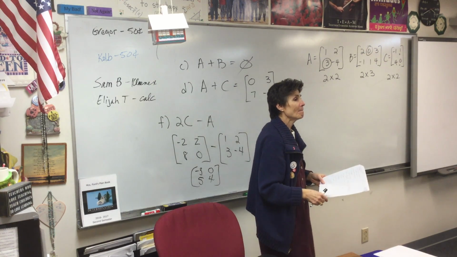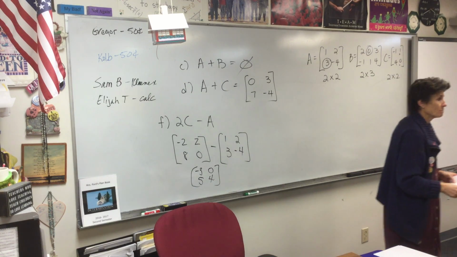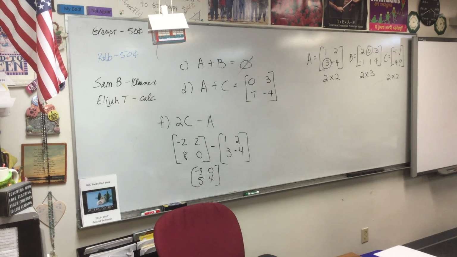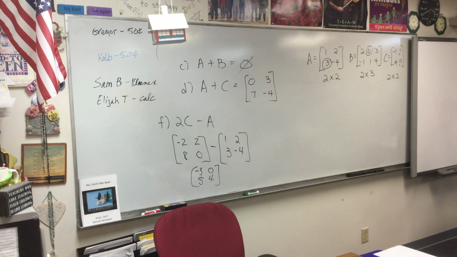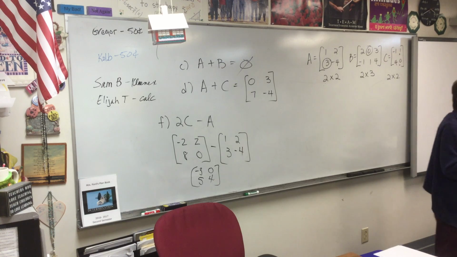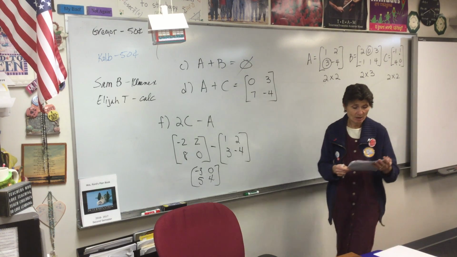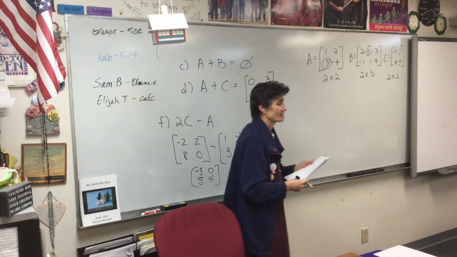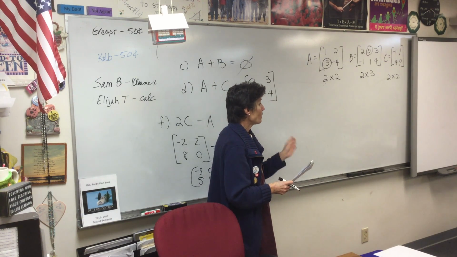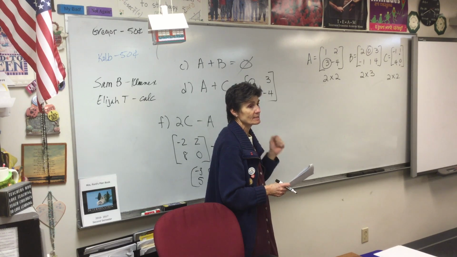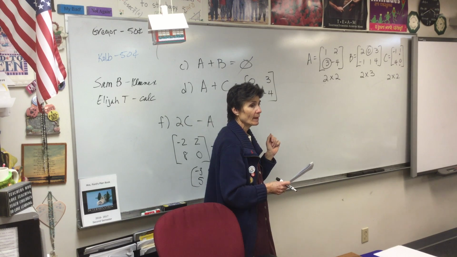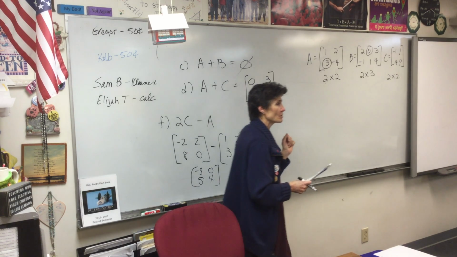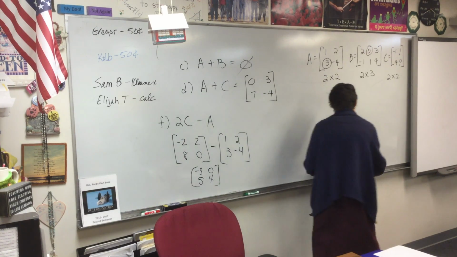Okay, how about B minus 2A? Can't do it. Don't waste your time even messing with it, folks. Why can't I do B minus 2A? They're not the same size. You can't add or subtract if they are not the same size. Okay? No adding or subtracting if they're not the same size. So far, so good?